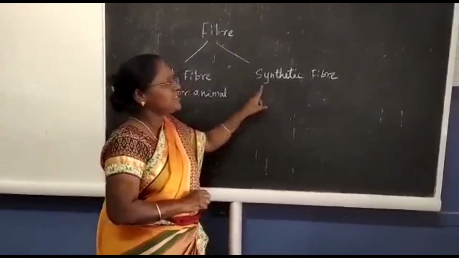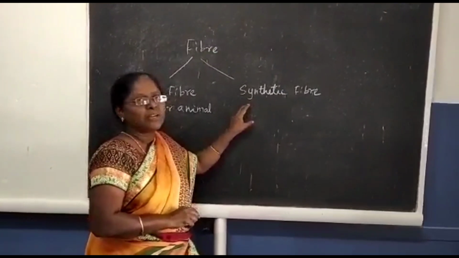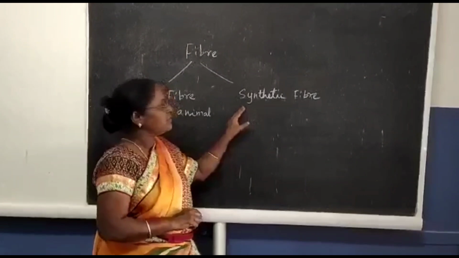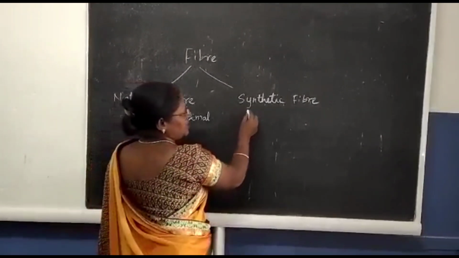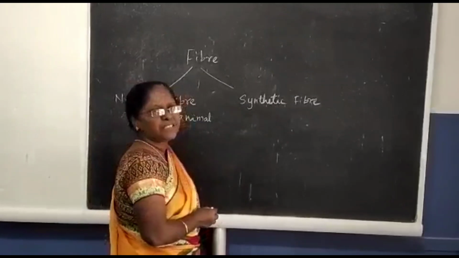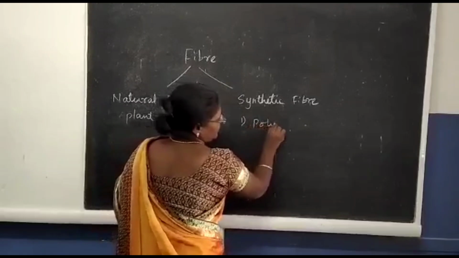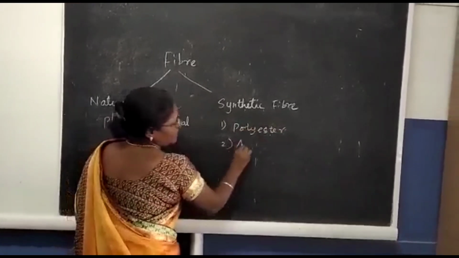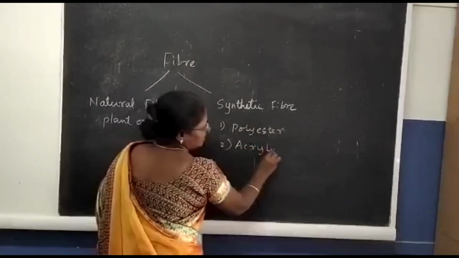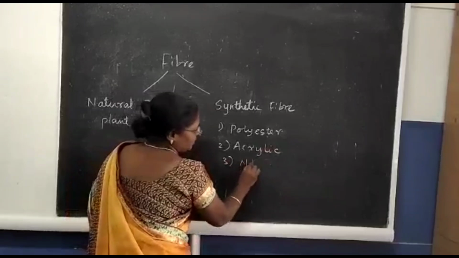Next one is synthetic fiber. Synthetic fibers are made using raw materials from petroleum. Here we can see examples of synthetic fibers. The first one is polyester. The second one is acrylic. And the third one is nylon.